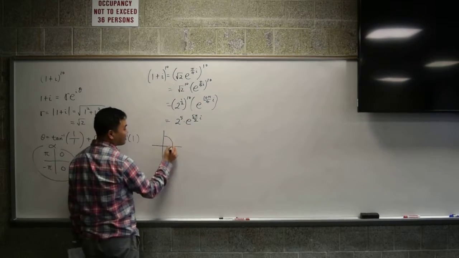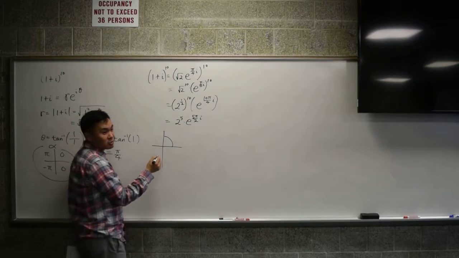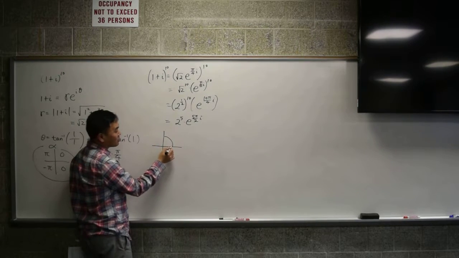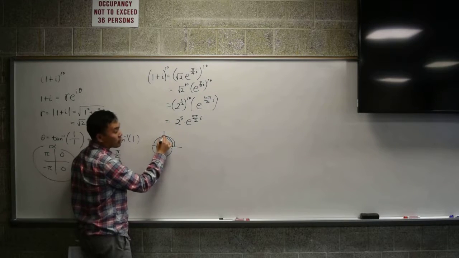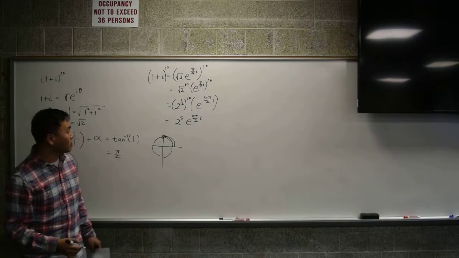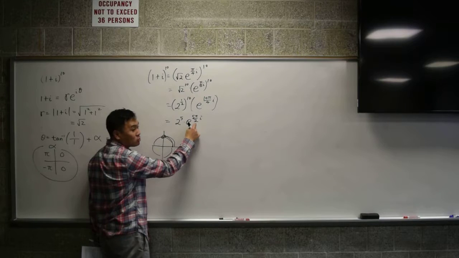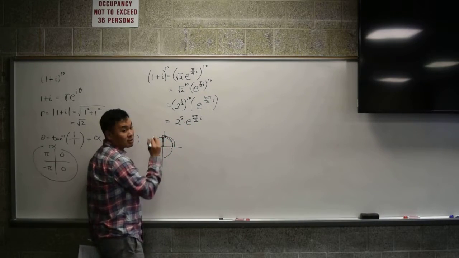π over 2 is 90 degrees, and you're doing this 5 times, right? So let's see where you reach if you do this 5 times. 1, 2, 3, 4, 5. So where are you at? 90. So you see that 5π over 2 is coterminal to the 90 degree angle.